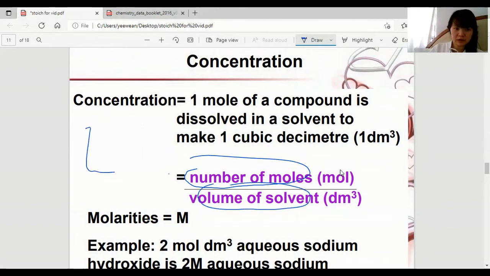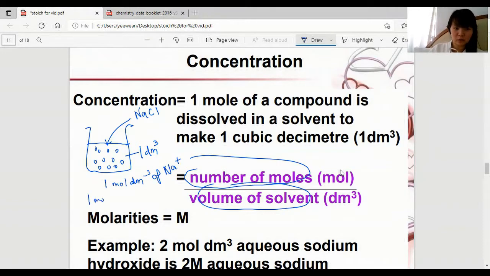So if you have a dm³ of solvent, say water, and there is 1 mole of, say, NaCl that has been dissolved into this water, we will get 1 mole in a dm³ of Na+, and we would also have 1 mole in this dm³ of Cl-.